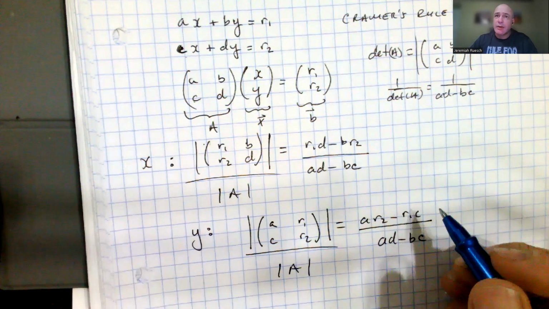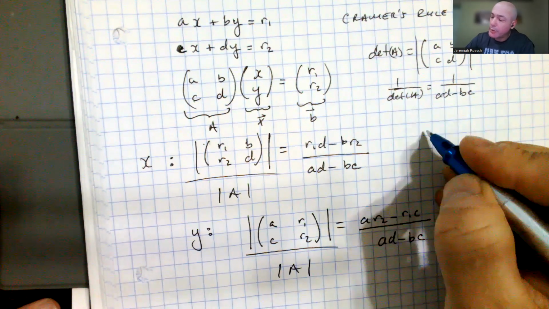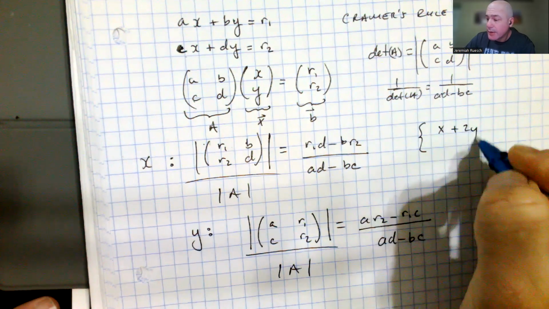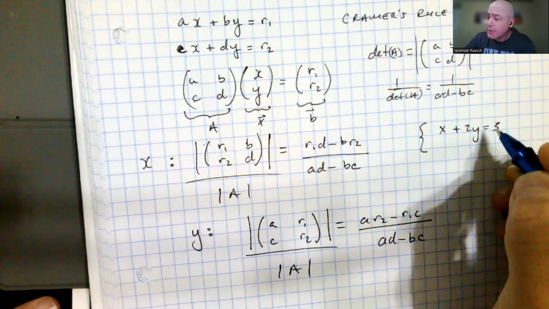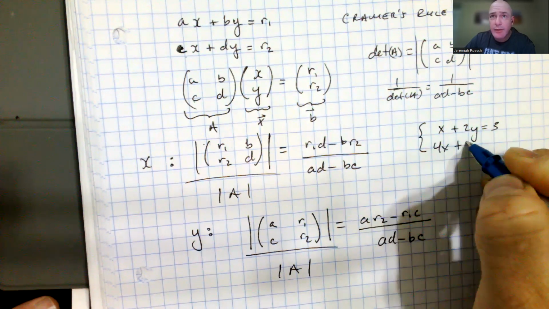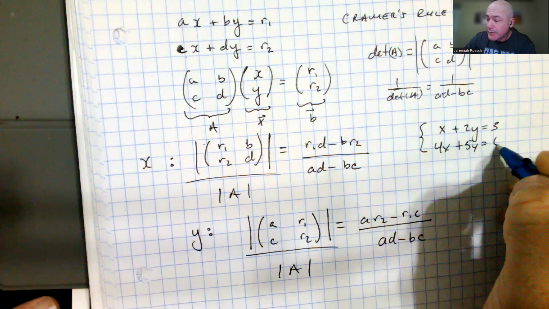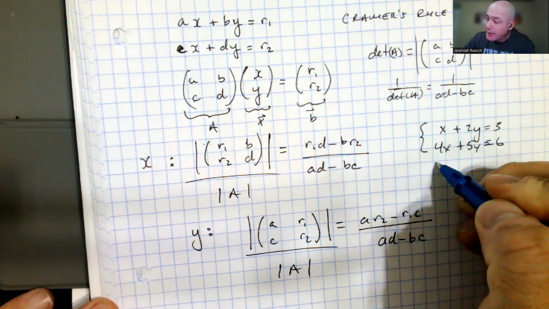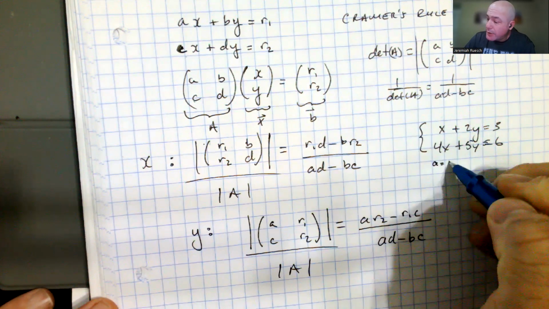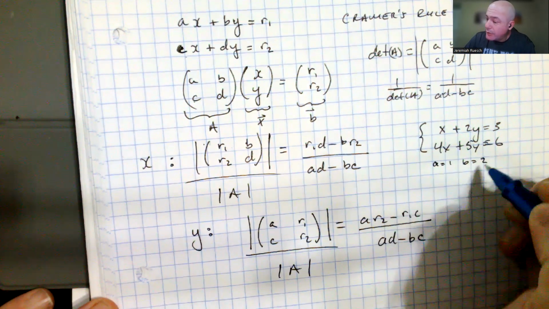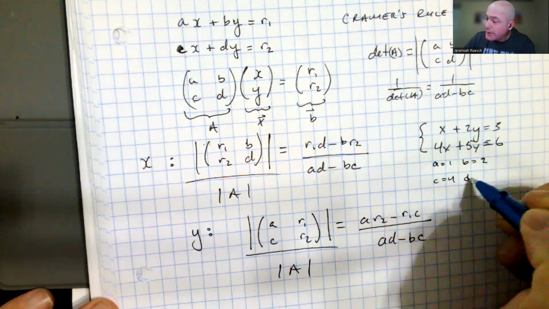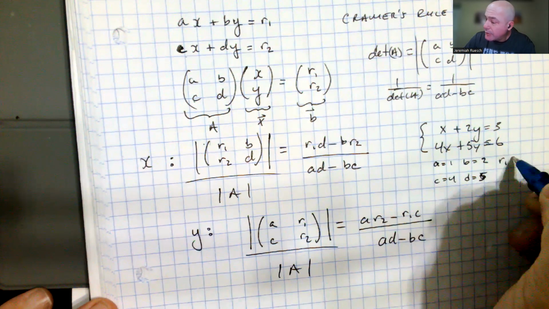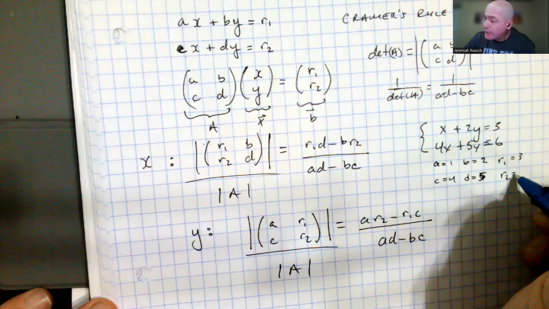So let's imagine for a second that our 2 by 2 system that maybe we're trying to solve is, let's say, X plus 2Y equals, let's say, 3, and 4X plus 5Y equals 6. Okay. So then identifying each of our components, we would have A equals 1, B equals 2, C equals 4, D equals 5. And R1 equals 3, and R2 equals 6.